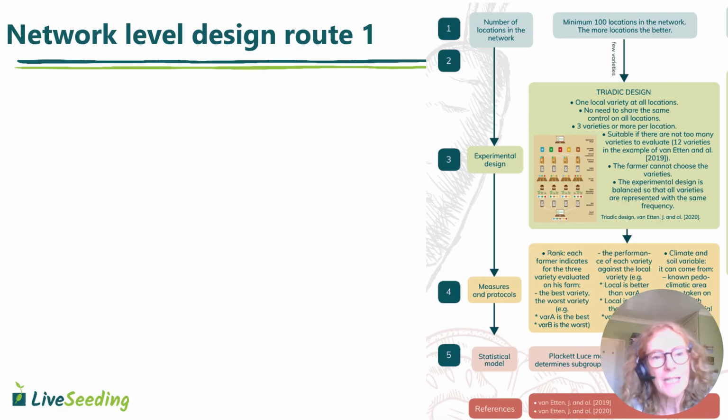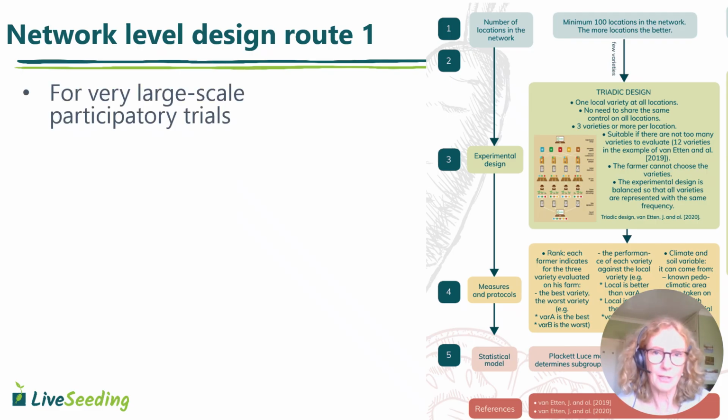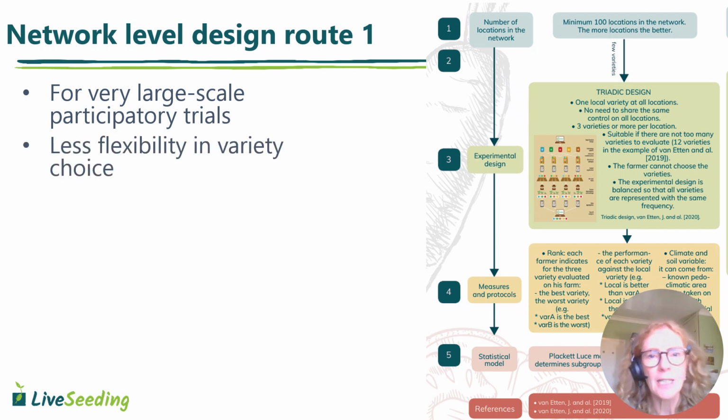Now let's look at these network level decision trees, which are, as I said, for slightly different objectives, more about making more general conclusions that might be applicable at regional scales, not necessarily farm specific. So for very large scale participatory trials, here you can see again numbers of locations. We're talking many locations, right? So here we have 100 locations or more, so very large trials and few varieties.